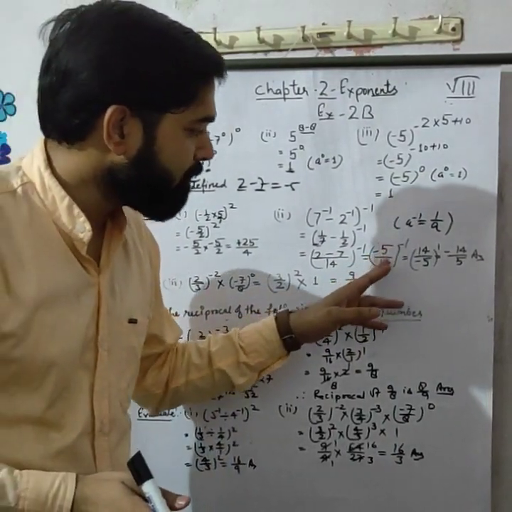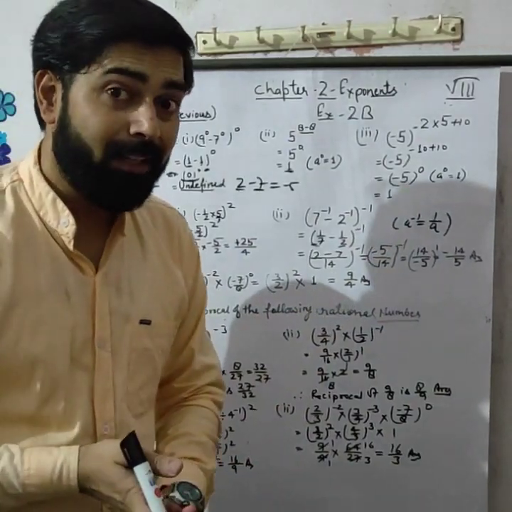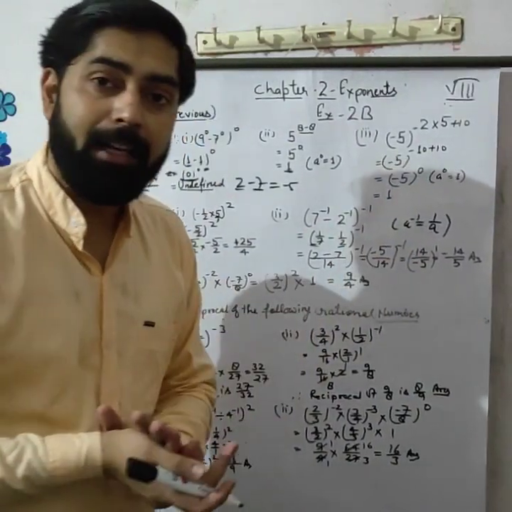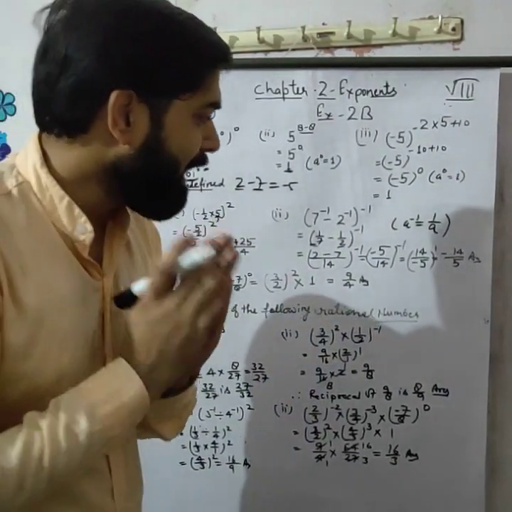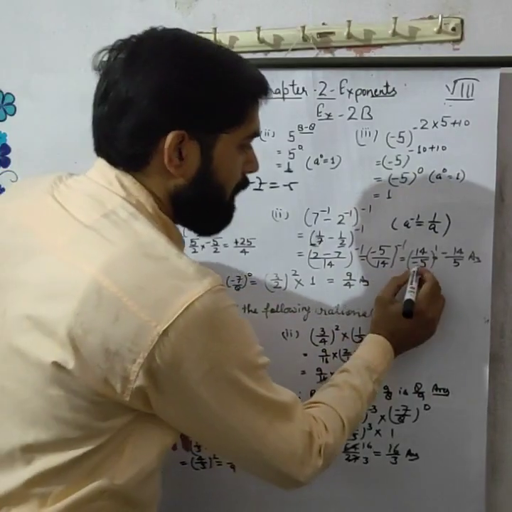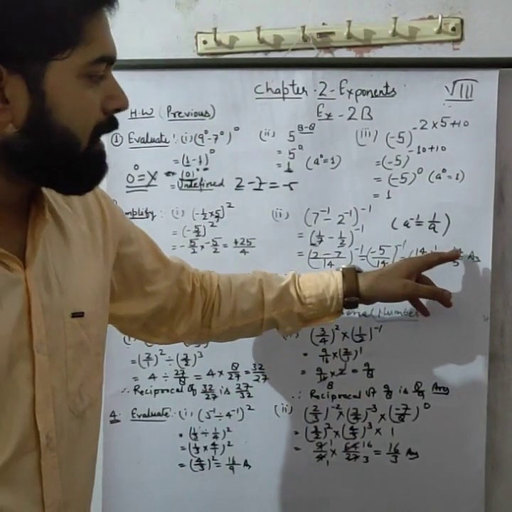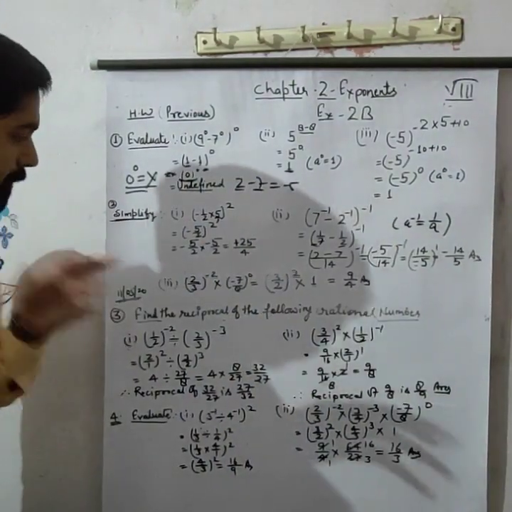Then the answer will be minus 5 upon 14 raised to the power minus 1. Minus 1, so we can write 14 upon minus 5. But keep in mind, and you know very well, we cannot write any denominator with a negative sign. So we can write minus 14 upon 5. This is the answer.